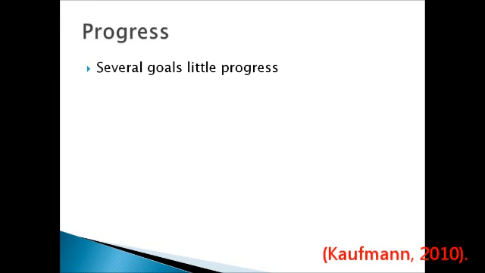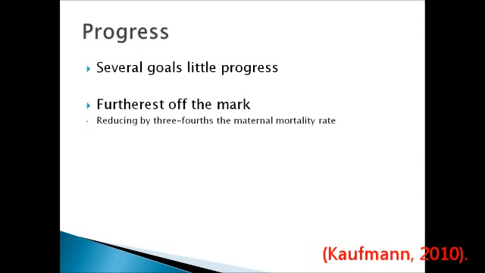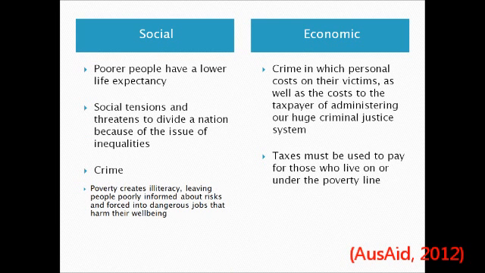Several of the UN's 8 Millennium Goals have seen little progress, and at the current pace, the target will not be reached. Among the furthest off the mark are the goal of reducing by 3/4 the maternal mortality rate, and that of reducing by 2/3 the mortality rate of children under 5. There are many consequences due to poverty, social and economic. Poorer people have a lower life expectancy. It creates social tensions and threatens to divide nations because of the issue of inequality. In poorer areas, crime is more likely to be engaged in.